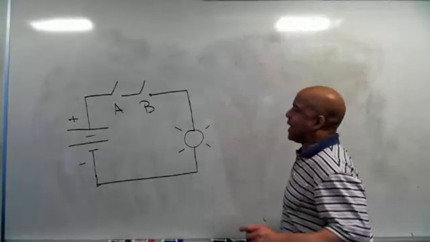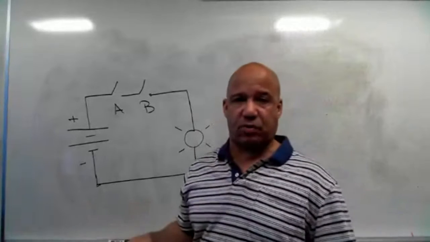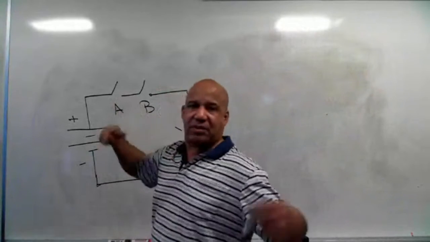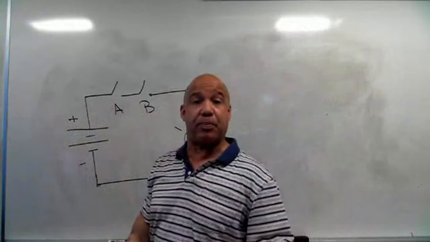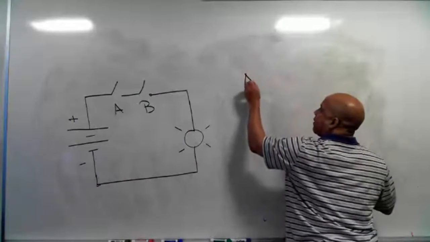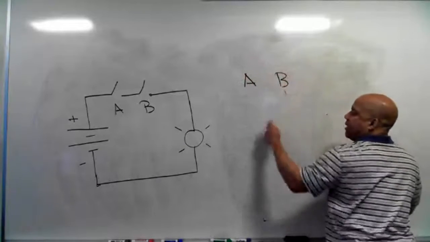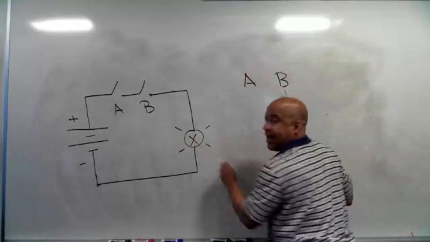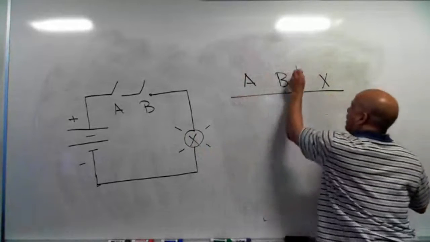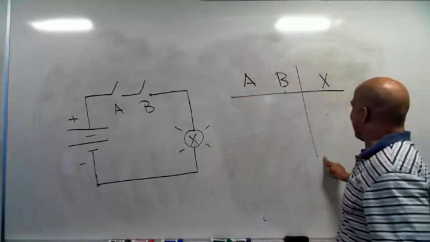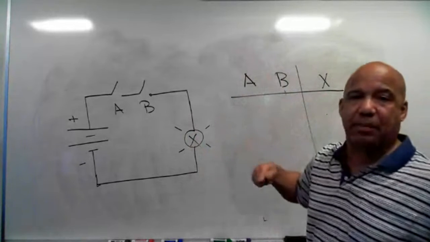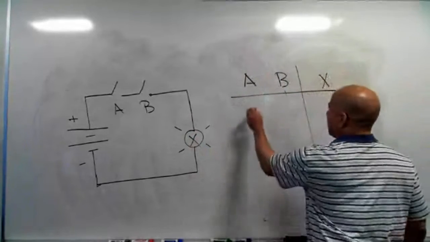Well, the first thing we got to do is get all the possible combinations of switches. They can both be open. One can close, the other can open, vice versa. We got to get all the possible combinations of inputs. So I'm going to make that table. Here's switch A, here's switch B, and for my light bulb, we'll just call this X. And usually what you do is you put this line down here to separate the inputs from the outputs. Now I got to get all possible combinations of the switches, so let me do that.